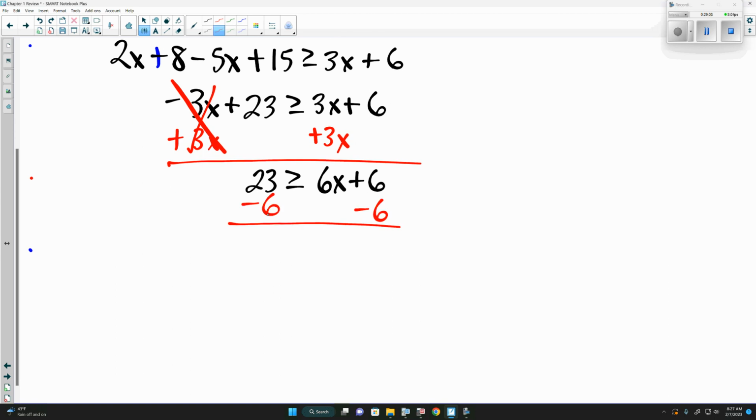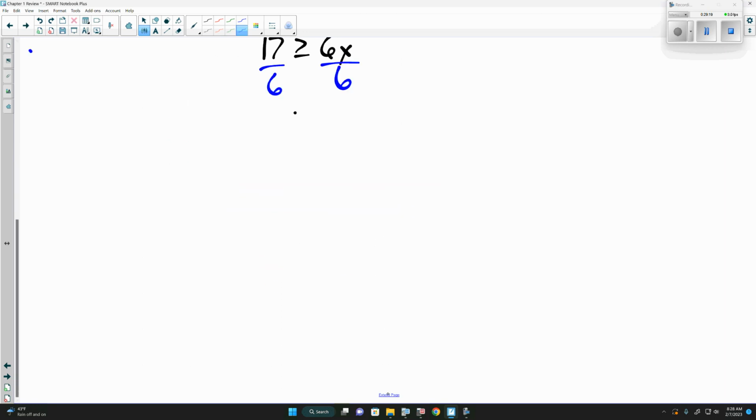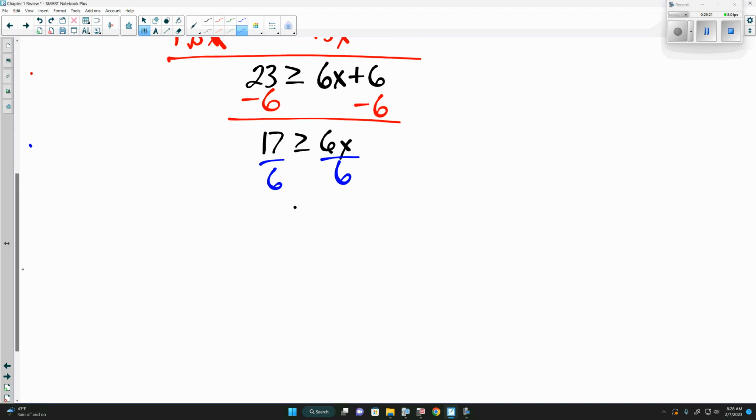Then we can subtract 6 from both sides. 23 minus 6 is 17. Last but not least, we can divide both sides by 6, telling us that 17 over 6 is greater than or equal to x, or we can say x is less than or equal to 17 over 6.